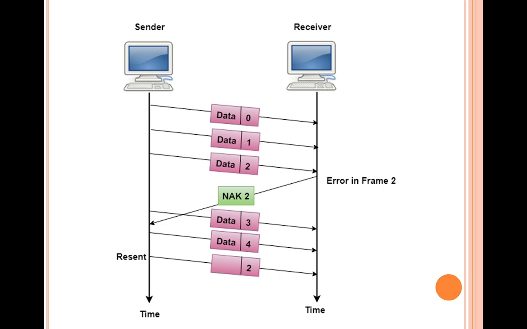Now there will be some diagrammatical representations, from which you can get clarity about that. From the sender we are sending 4 data frames. Up to data frame 2, we have successfully sent all the frames to the receiver.